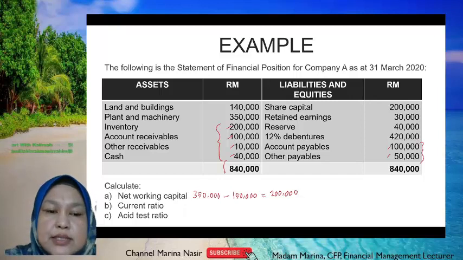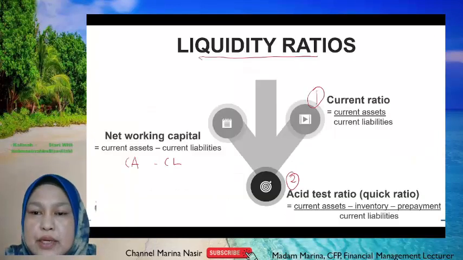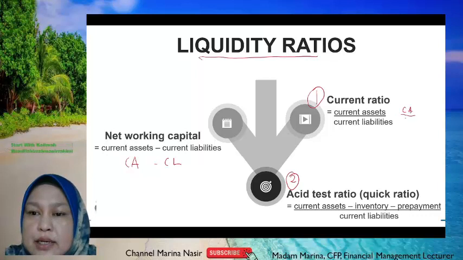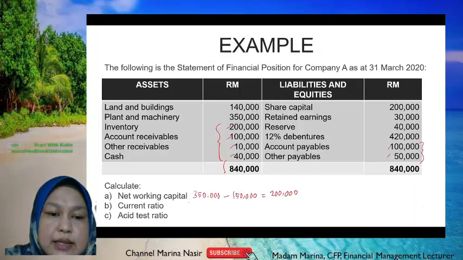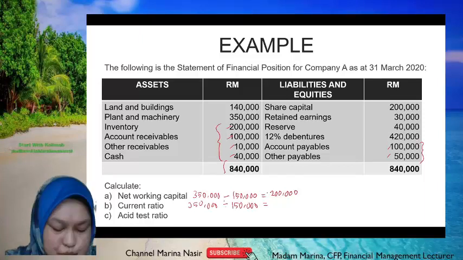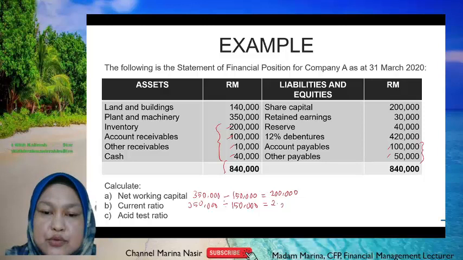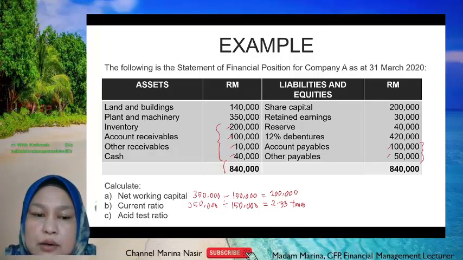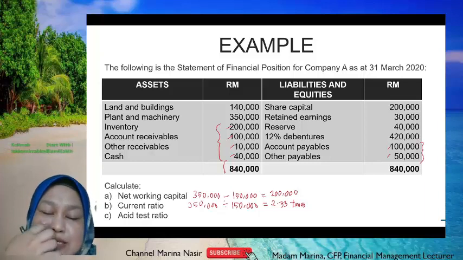The second one is the current ratio. How to calculate the current ratio? This is the formula: current asset divided by current liabilities. Current asset 350,000 divided by current liabilities 150,000. So what is our answer? 2.33 times.